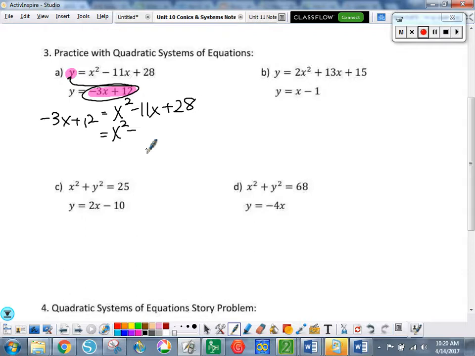Plus 3x plus 3, guess what it would be right here? 8x. And if I subtract 12, what would it be? 16. Is that right?